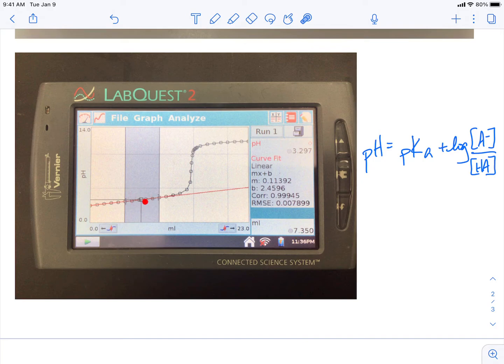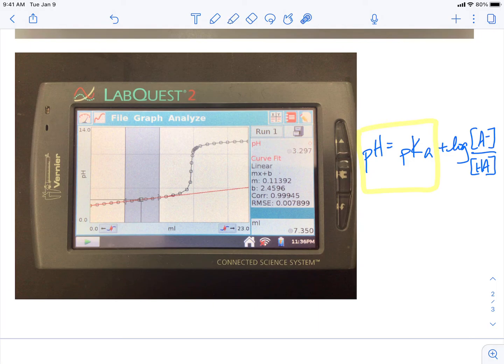Halfway to the equivalence point, half of my acid is gone and it's been converted to its conjugate base. So it means that these two values are equal. And if A minus and HA are equal, this value is 1. The log of 1 is 0. So halfway to the equivalence point, what you get is the pH is equal to the pKa.